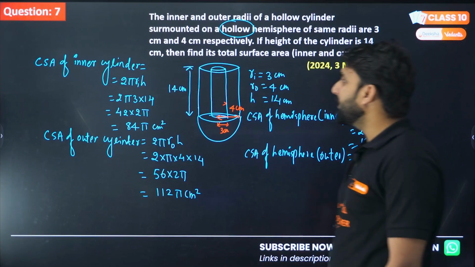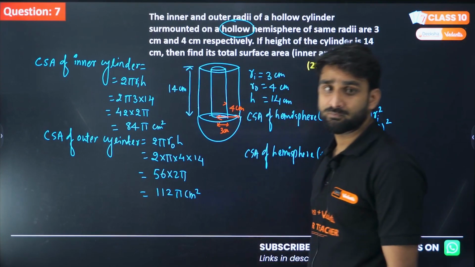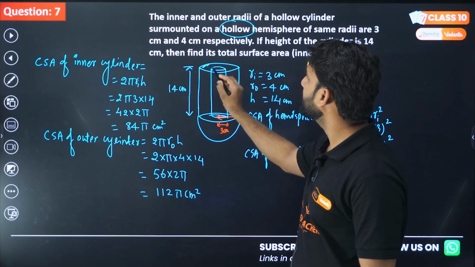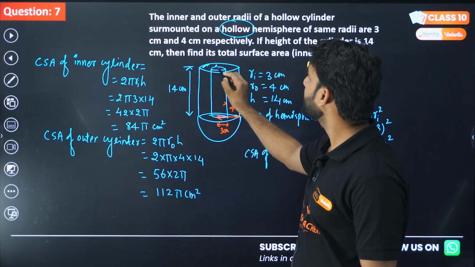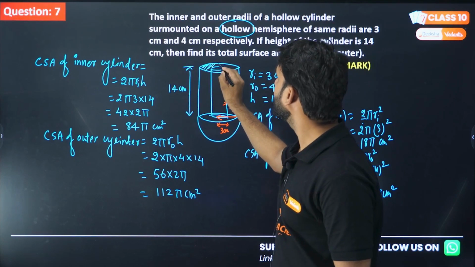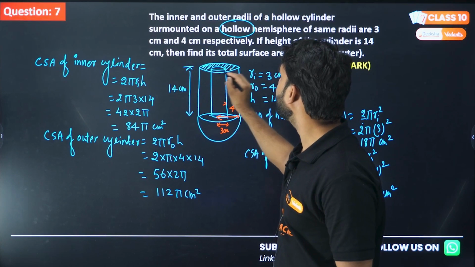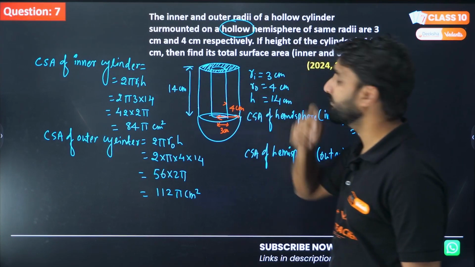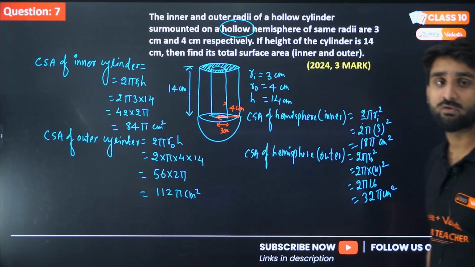But one thing is very important to be noticed here. This portion will also be there, this portion, understood? This is the difference of the circular part. We have to subtract the inner circle from the outer one.